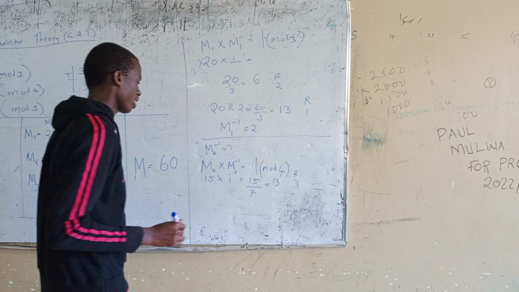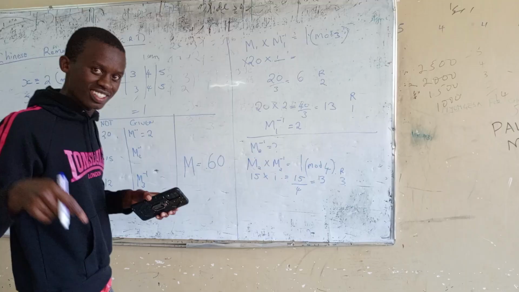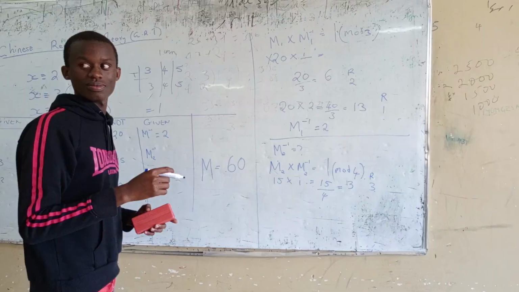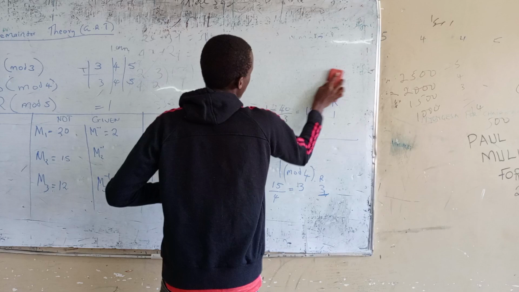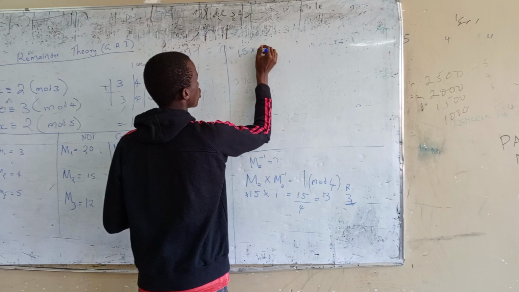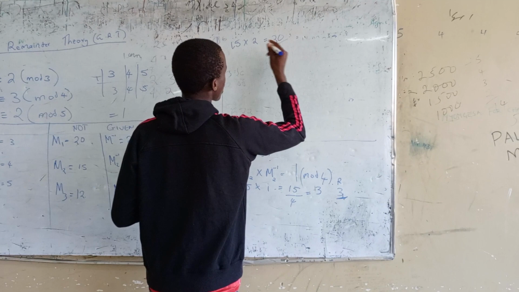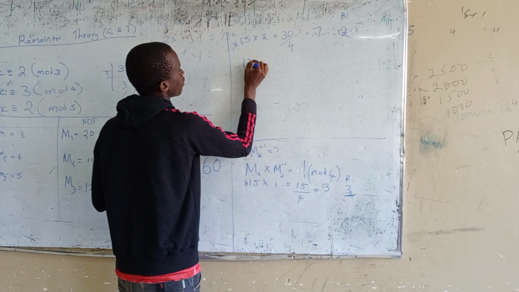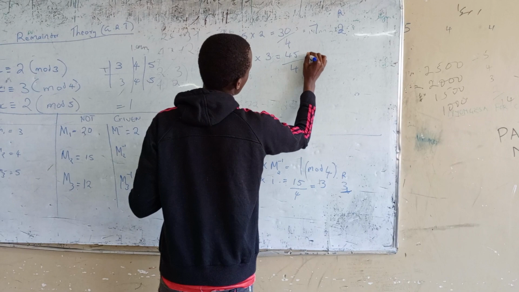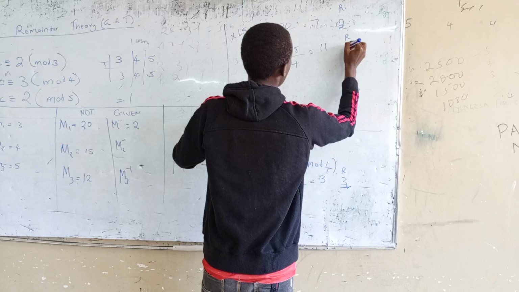So the remainder is not 1. We disqualify that 1. It's a trial and error method, so you continue. 15 times 2 is 30, and you divide it by 4, we get 7 remainder 2. That's not working either. You try 15 multiplied by 3, that's 45, divided by 4, that is 11 remainder 1. So M2 inverse is equal to 3.